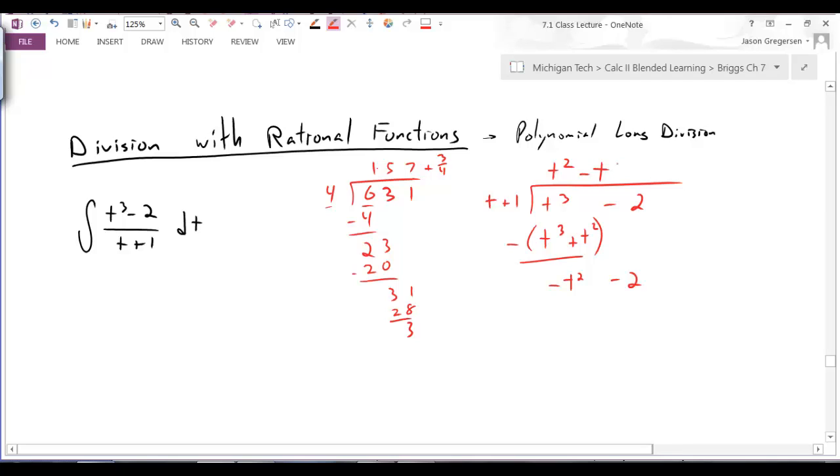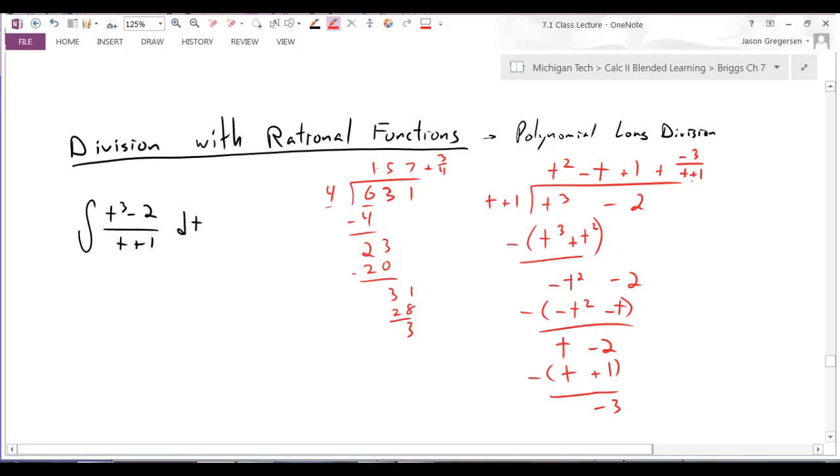Negative t times that stuff gets me negative t squared minus t. I subtract, careful to distribute my negative sign: negative t squared minus a negative t squared equals 0. I get positive t minus 2. What times t gets me something like t? That would be 1. t plus 1, I subtract that stuff, and I'm left with negative 3. That's my remainder. And so I write all this stuff plus negative 3 over t plus 1. Unfortunately, I'm using t's and plus signs, so it makes it a little more confusing, but that's it.